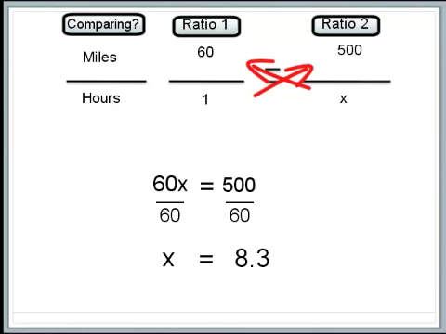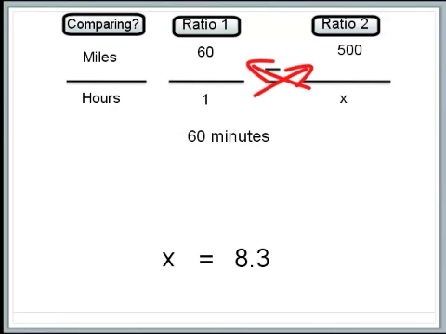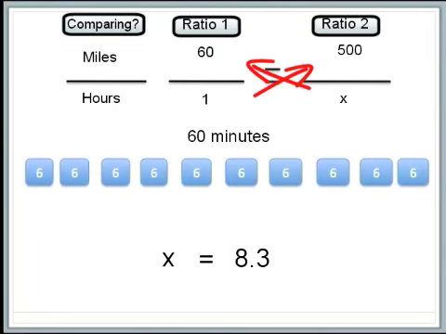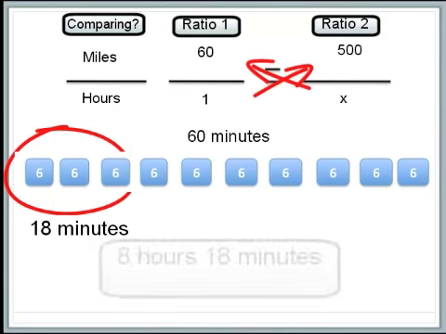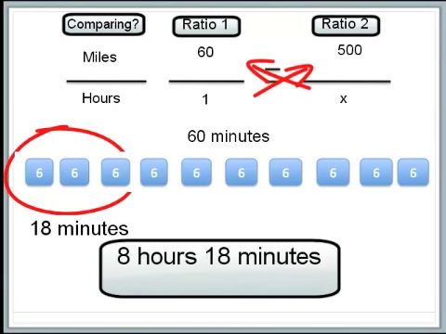Great. But how many minutes is 3/10 of an hour? Wow, good question. Well, an hour is 60 minutes, and if you break 60 minutes up into 10 equal parts, each tenth would be 6 minutes. I know this because 60 divided by 10 equals 6. Now, if 1/10 equals 6 minutes, then 3/10 equals 18. So you'll be there in 8 hours and 18 minutes.